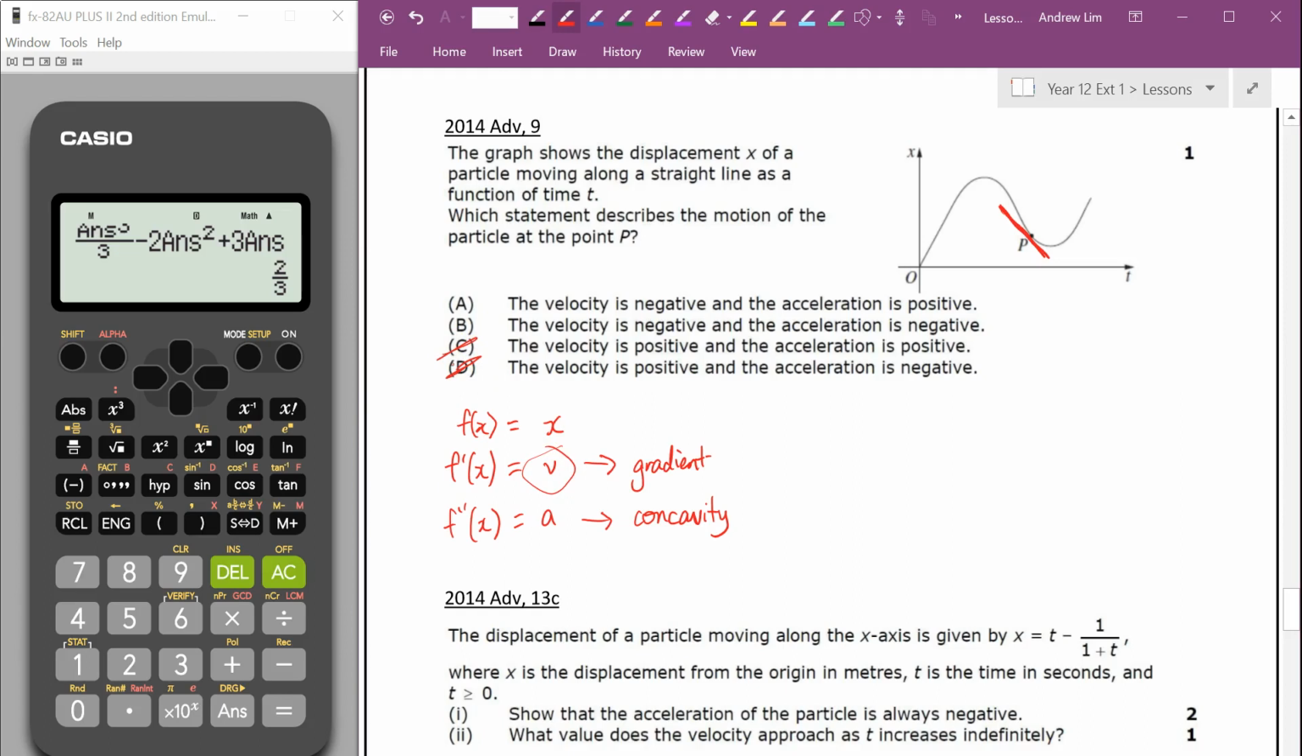Now we need to think about concavity. At this point, is it concave up or concave down? Somewhere around here is the point of inflection, where the concavity changes from concave down to concave up, and point P is part of the concave up. Concave up means the second derivative has to be positive, greater than 0. Therefore, acceleration, because that's the second derivative, has to be positive. And therefore, the answer is A.